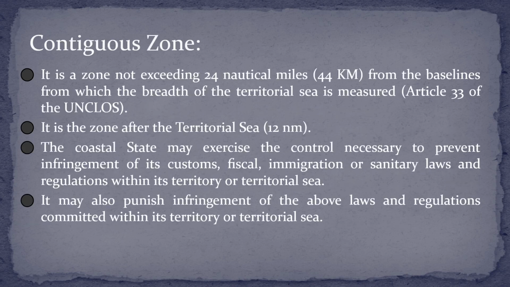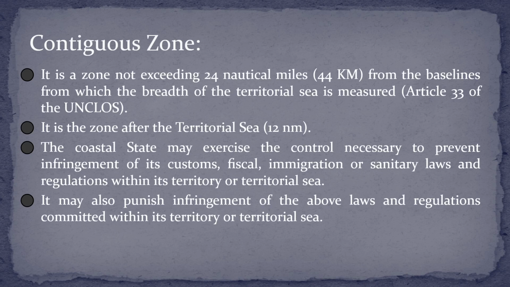Now let's talk about the contiguous zone. It is a zone not exceeding 24 nautical miles, or 44 kilometers, from the baseline from which the breadth of the territorial sea is measured. Article 33 of the UNCLOS. It is the zone after the territorial sea. The territorial sea goes to 12 nautical miles, so the contiguous zone starts after 12 nautical miles.